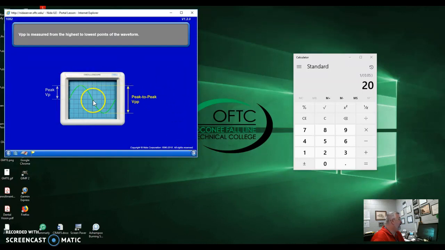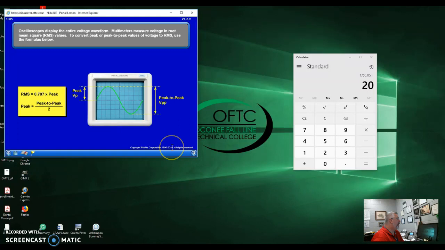So again, highest to lowest for peak to peak, or highest to midline for peak, and midline to lowest for the negative peak. So peak plus peak gives us peak to peak. So there you go. All right. Oscilloscopes display the entire voltage waveform. Multimeters measure voltage in root mean square. To convert peak to peak to RMS, use the formulas below.